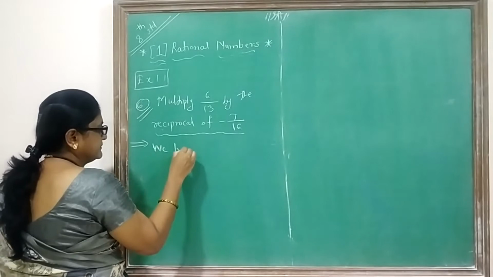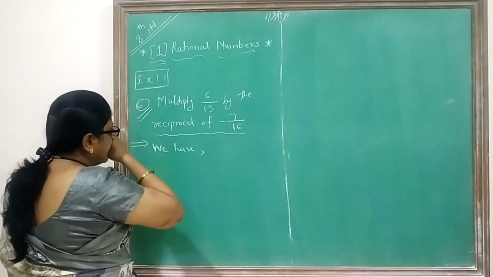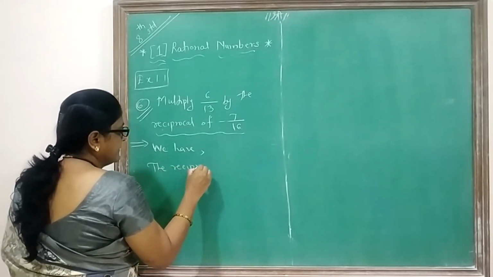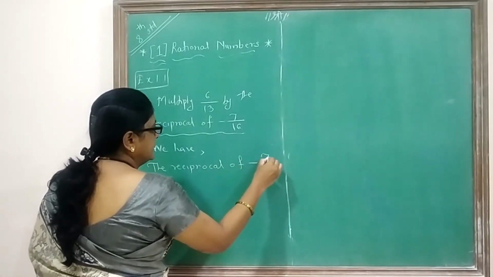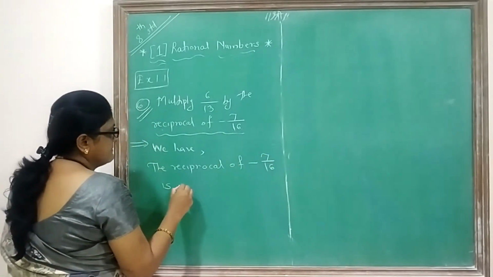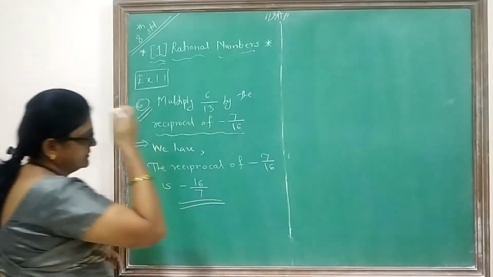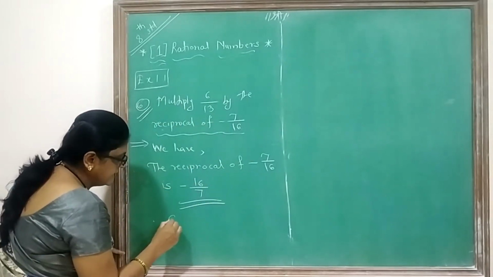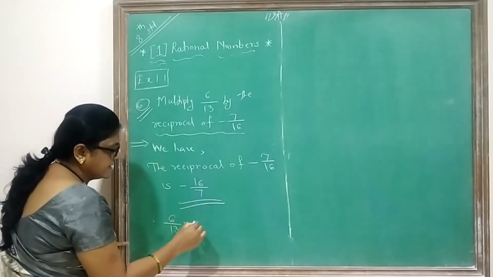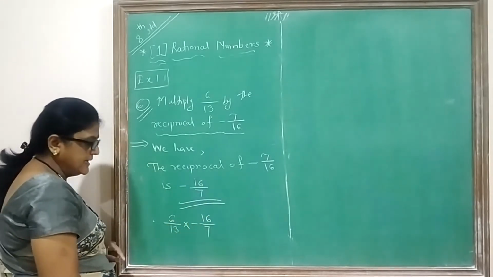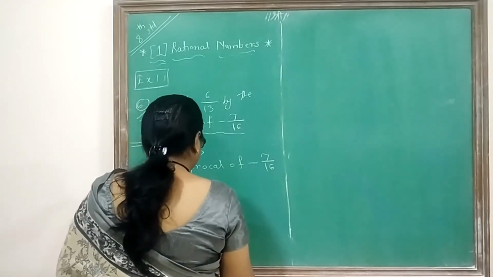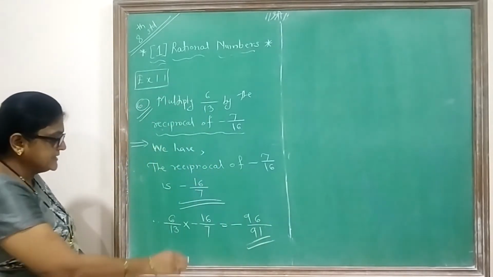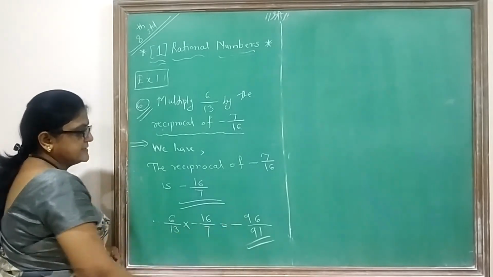Then first we will find what is the reciprocal of minus 7 by 16. Then you will write here the reciprocal of minus 7 by 16 is minus 16 by 7. And then you will multiply here. Then you will write here 6 by 13 multiplied by this reciprocal, that is minus 16 by 7. Then here minus 96 divided by 91. 16 6s are 96 and 13 7s are 91, and this minus sign will be kept.